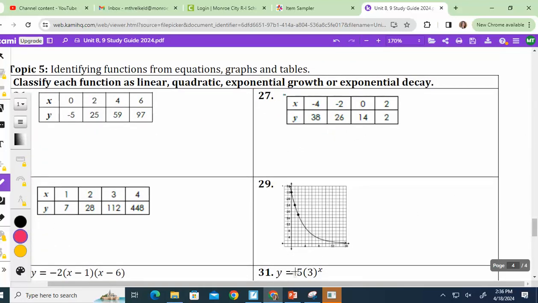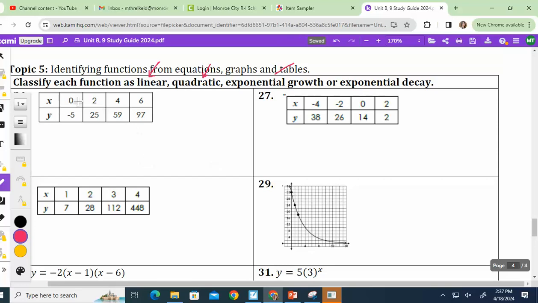26. Let's talk about these, especially the table ones. So remember, if it's linear, what are we looking for? Right. The first difference would be the same. Either add or subtract the same every time. If it's quadratic, we check the second difference. And exponential, we have to multiply or divide.